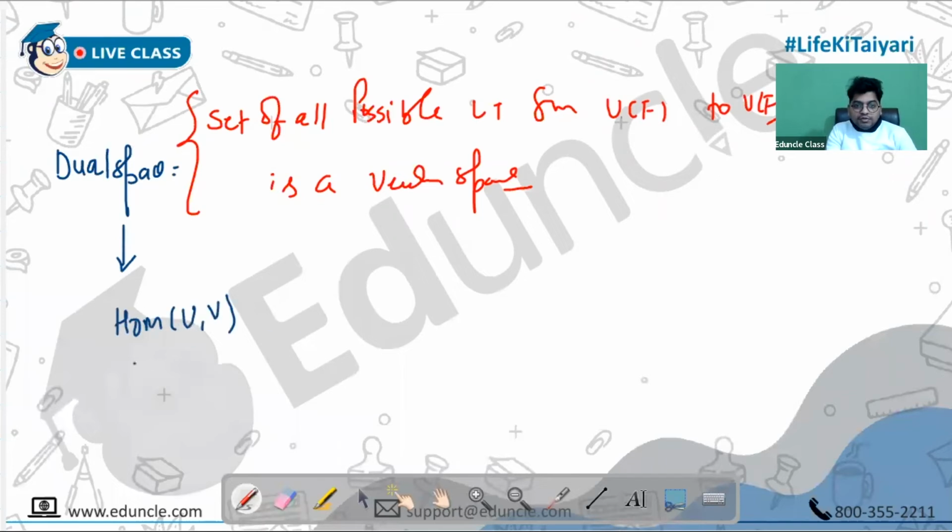The dual space is denoted Hom(U, V). Hom(U, V) means basically a linear transformation is called a homomorphism between two vector spaces. First of all, we studied homomorphism in group theory, then isomorphism in group theory, and then we moved to ring theory isomorphism, which you have done.